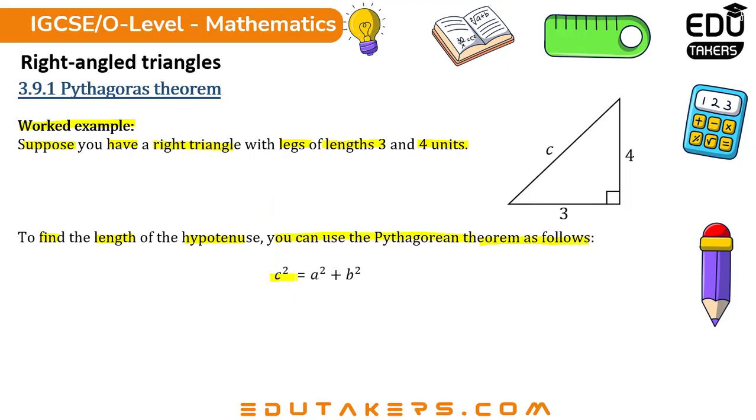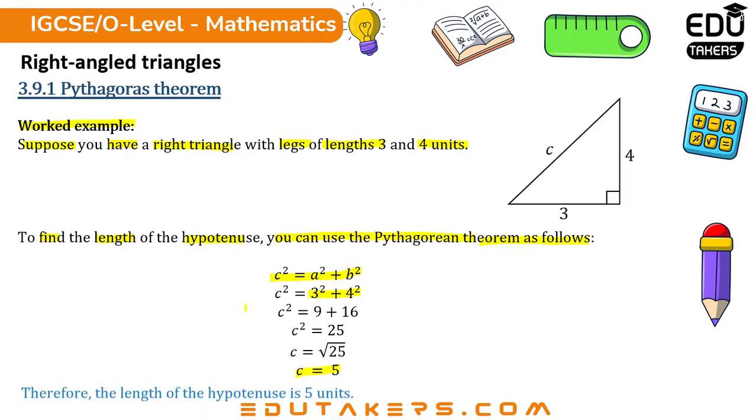C square equals A square plus B square. So C square will be 3 square plus 4 square, equals 9 plus 16, equals 25, and C equals square root of 25. So C is equal to 5. Therefore, the length of the hypotenuse is 5 units.